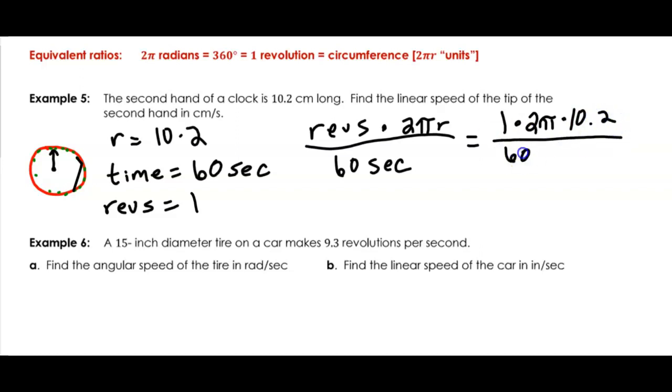All over 60 seconds. I like to put my units in because my radius was given in centimeters, so I put my units up top and on the bottom, so that I can make sure I'm in the correct units when I give my answer. They want our answer in centimeters per second, and here we are, centimeters per second. Then all you're going to do is multiply this out. Sometimes they'll leave the answer in terms of pi, and sometimes they'll have the answer with pi multiplied out. If we multiply this all out, you're going to get 1.07 centimeters per second.